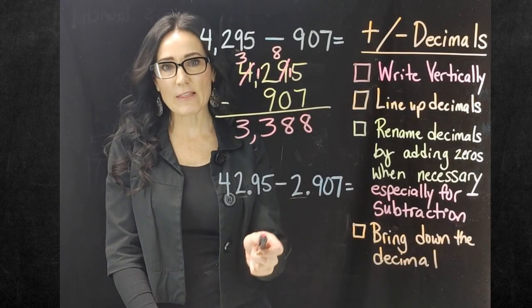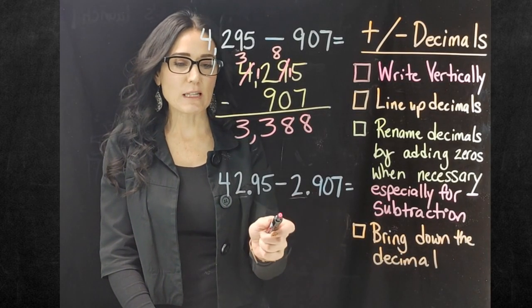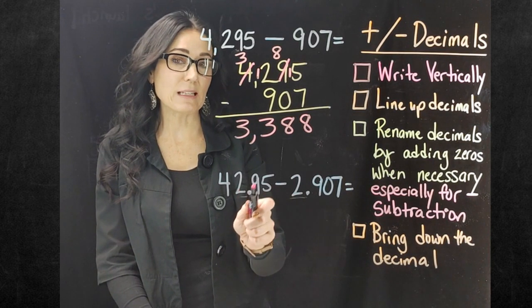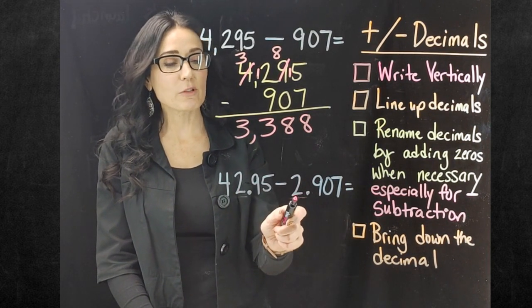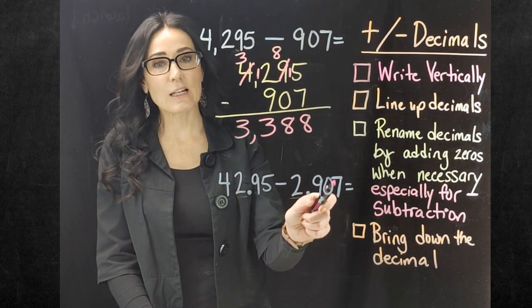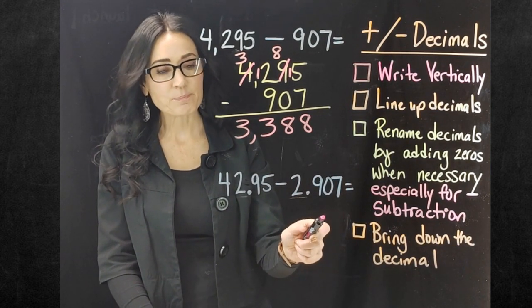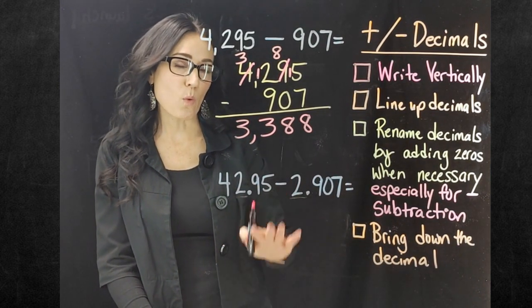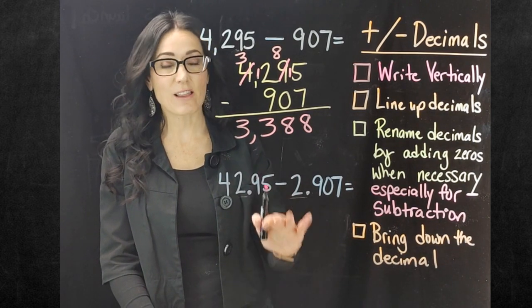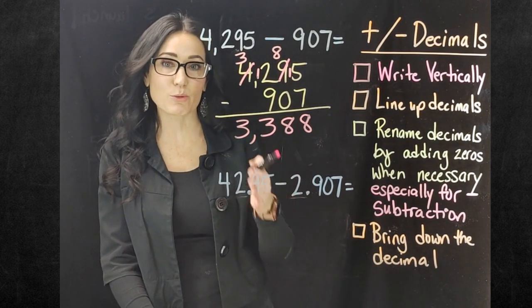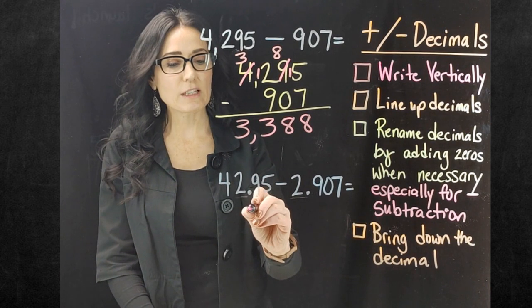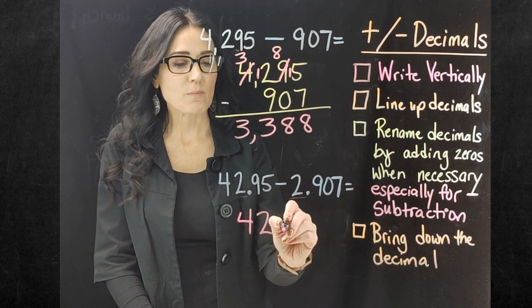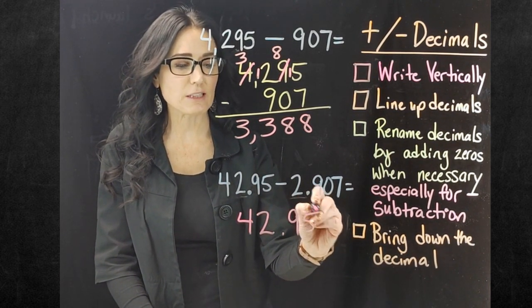So now let's take a look at this decimal. Okay, we've got two decimals here. One reads 42 and 95 hundredths. The other one reads 2 and 907 thousandths. So we want to make sure you put all the ones, the tenths, the hundredths, the thousandths, all in their individual rows. Okay, so let's go ahead and get started with the 42 and 95 hundredths.